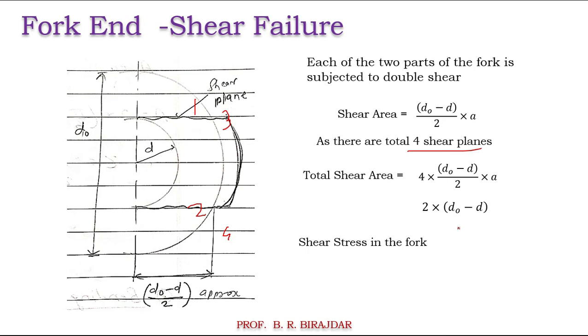Now again we will put in the equation the shear stress tau is equal to load upon the area, and we will put this area, we will get the equation tau is equal to P divided by twice A (d1 minus d). So this is what considering the shear failure of the fork end.